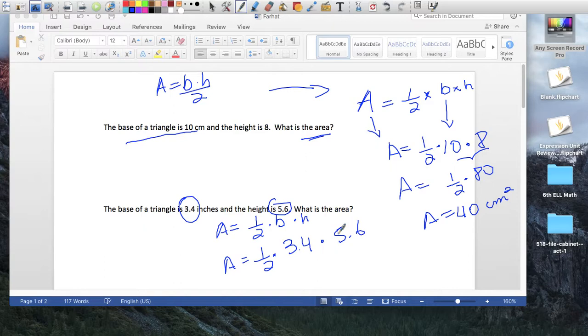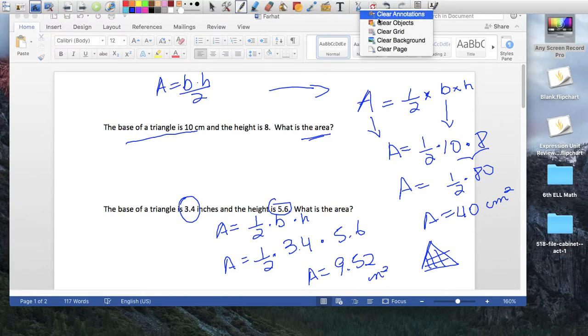So if you take a calculator, you're going to multiply 3.4 times 5.6, which is going to give you 19.04, and then you're going to multiply by half or divide it by 2, the same thing, and that gives you that the area of this particular triangle is 9.52 inches squared. So if you had a triangle and you had a bunch of little squares like this, and you counted all the squares, it would give you 9 full squares and 0.52 of another one, 9.52 squares inside. Okay, so this is just to find the area.